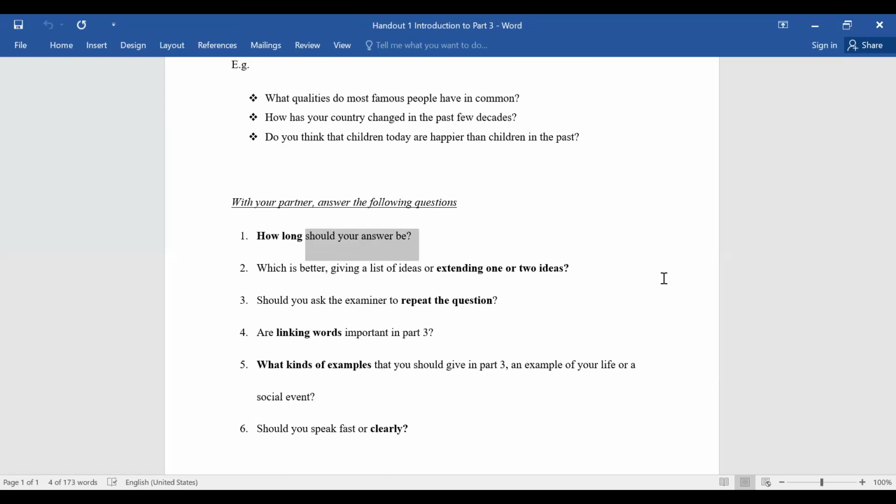Please remember that IELTS says the candidates are willing to speak English. At this point, basically it means you want to speak English. Willing means you want to do that. You want to give answers. So number 1, how long should your answer be? I would like to discuss this question with Ngọc Diệp. Ngọc Diệp, what do you think? Question number 1.